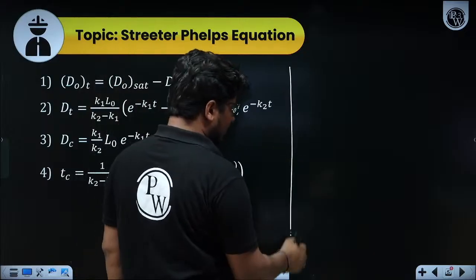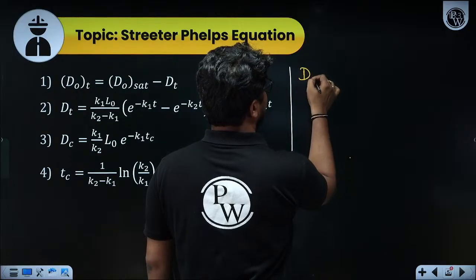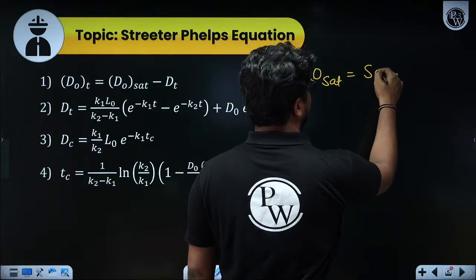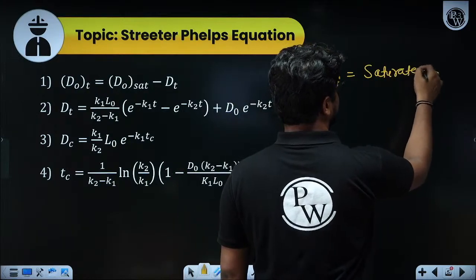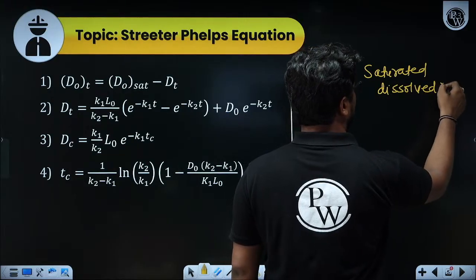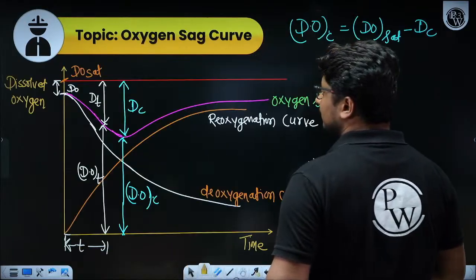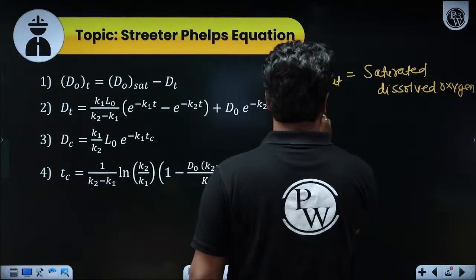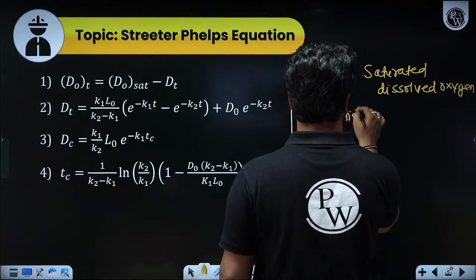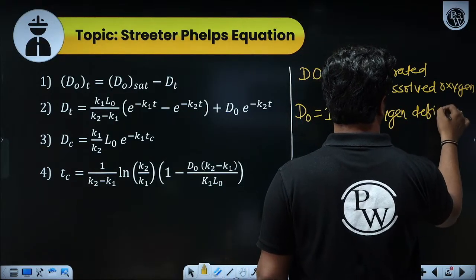So here I am writing all the terms for you so that you will not forget. The first term which I have used is DO sat, the saturated dissolved oxygen concentration. All the terms need to be very clear. The second term which I have used here is D naught. D naught is the initial oxygen deficit.